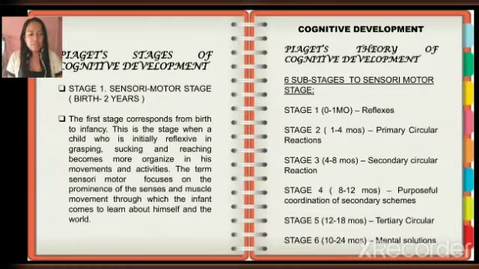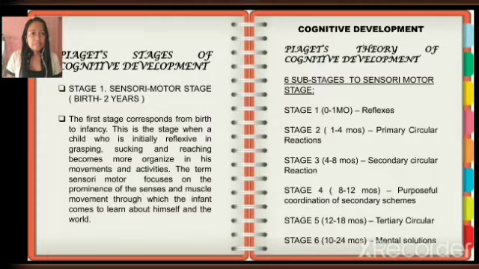So the first stage of Piaget's stages of cognitive development is the sensorimotor stage. The first stage corresponds from birth to infancy. This is the stage when a child who is initially reflexive in grasping, sucking, and reaching becomes more organized in these movements and activities. The term sensorimotor focuses on the permanence of the senses and muscle movement through which the infant comes to learn from himself and the world.